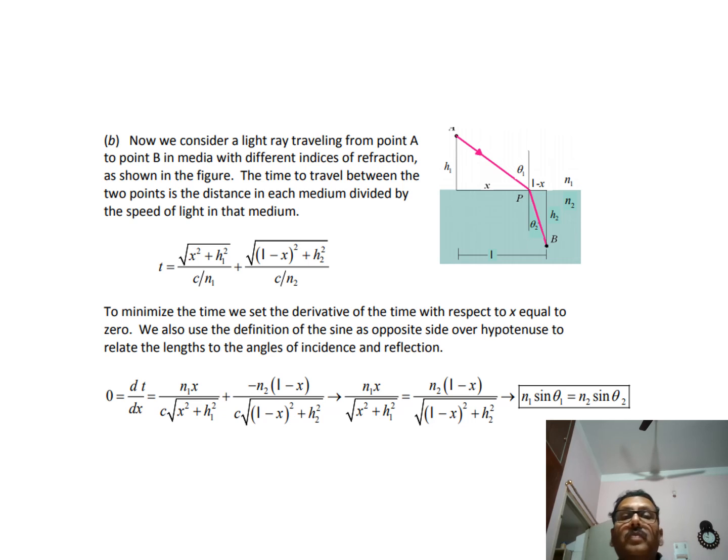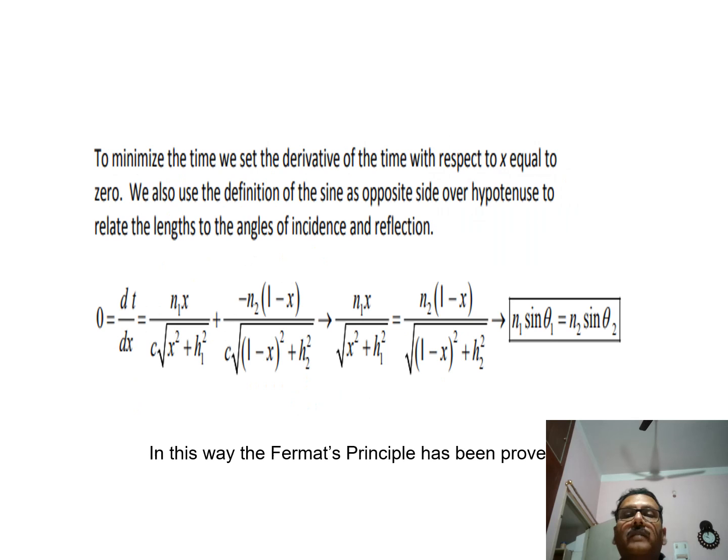Here, to minimize the time, we set the derivative of the time with respect to x equal to 0. And in this sequence, we get n1 sine theta 1 is equal to n2 sine theta 2, which is Snell's law. In this way, we have derived the laws of reflection and refraction by Fermat's principle.